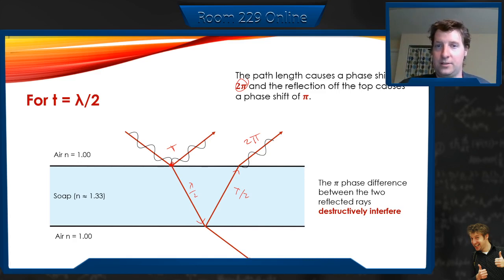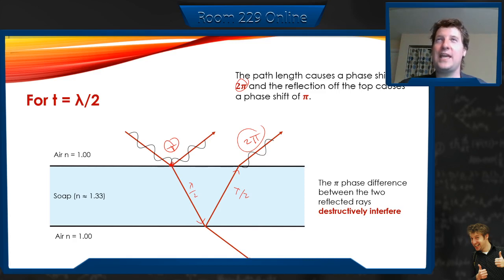Okay? Also, this doesn't only have to be lambda over 2, right? This could be lambda. It could be 3 lambda over 2. Any multiple of a half, right? Because if it was, let's say, lambda down, lambda up, so that's 2 lambda. So again, we'd have a phase shift of some multiple of 2 pi, which ends up causing destructive interference because of the pi shift at the interface.